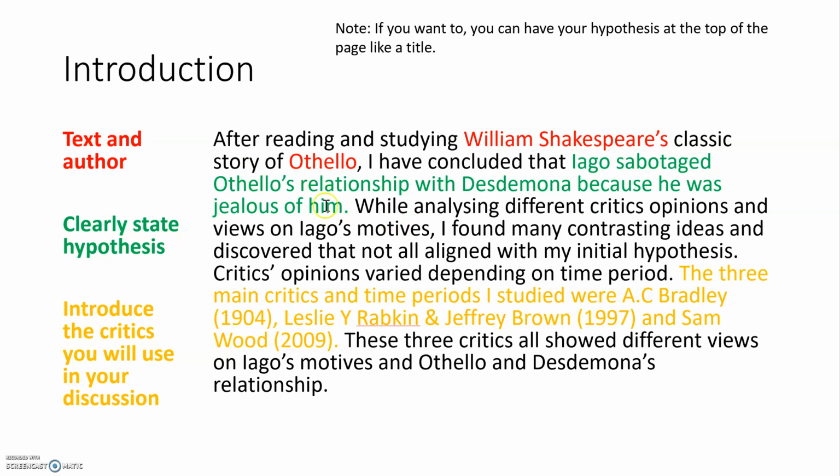It's not a question. Again, it's a statement. And so they're introducing that there are several different critics, and in yellow here you can see that they have focused on three main critics. The three main critics and time periods I studied were in their list, the times and the names. They also explain that they will show different views on Iago's motives and Othello's and Desdemona's relationship.